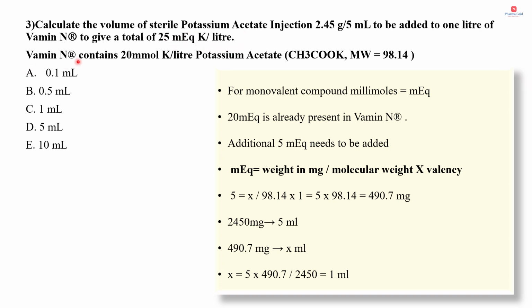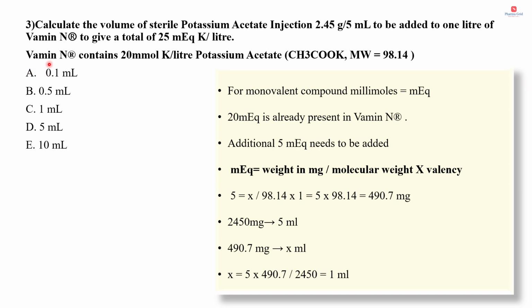Here in the question they have given data that Vamin N contains 20 millimole potassium per liter. Potassium is a monovalent compound. In case of monovalent compounds, millimoles is equal to milliequivalents. That is, 20 millimoles can be taken as 20 milliequivalents. That is, 20 milliequivalents is already present in Vamin N.